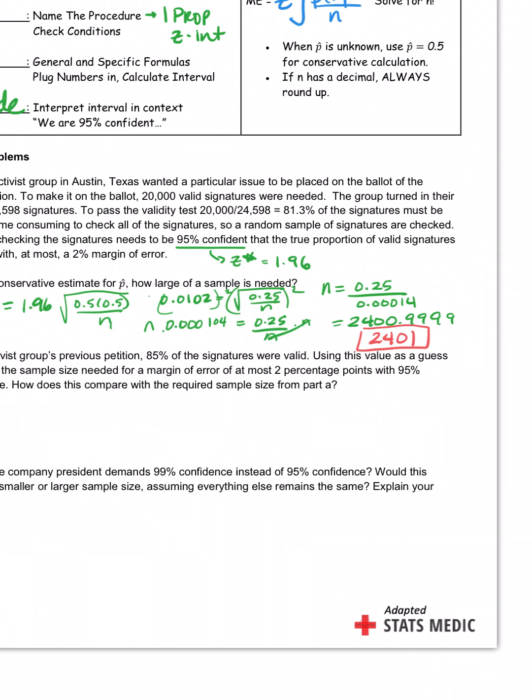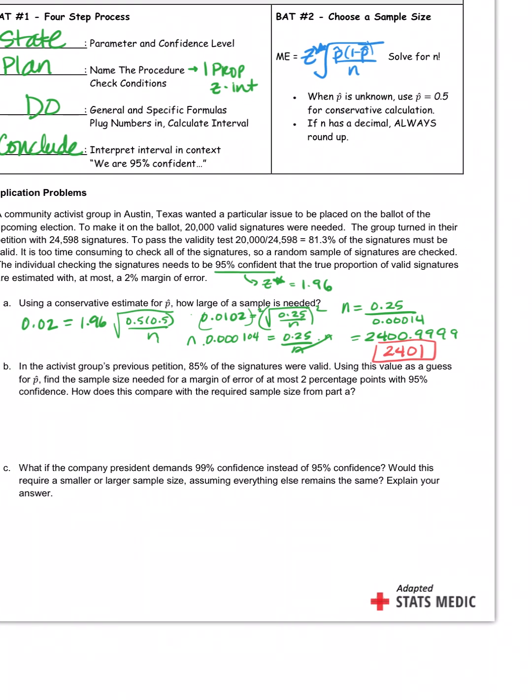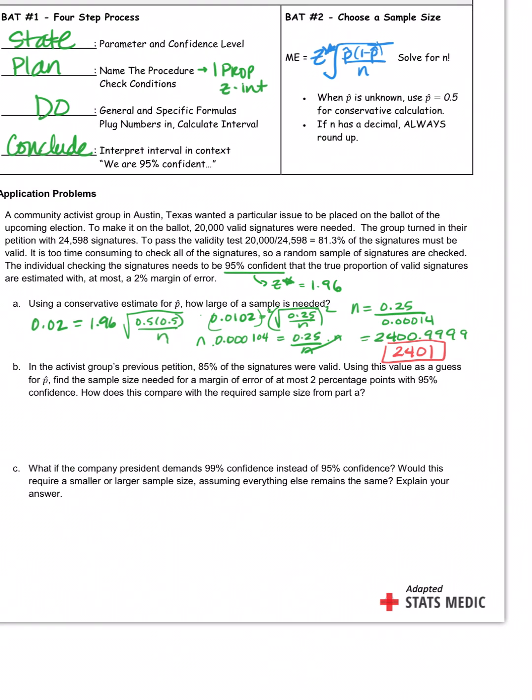All right, if you're ready, look at B. B says we're doing the same thing, but now we have 85%. We have an actual value for p hat. So we're going to do the same thing, but what's changing is these values right in here. We're not using 0.5 anymore. We're using 0.85 and 0.15. So you're going to see how different your numbers come out if you use the actual values. Okay? So let's crank it out. Do it again.